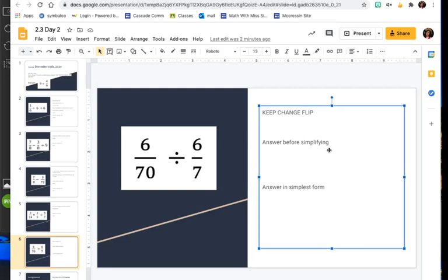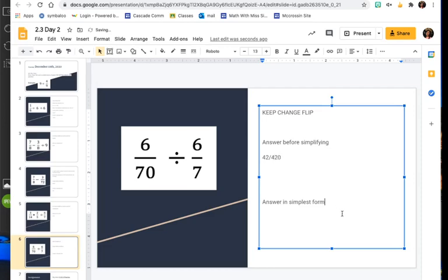Right, so before simplifying, we had 42 over 420. In simplest form, that is 1/10.